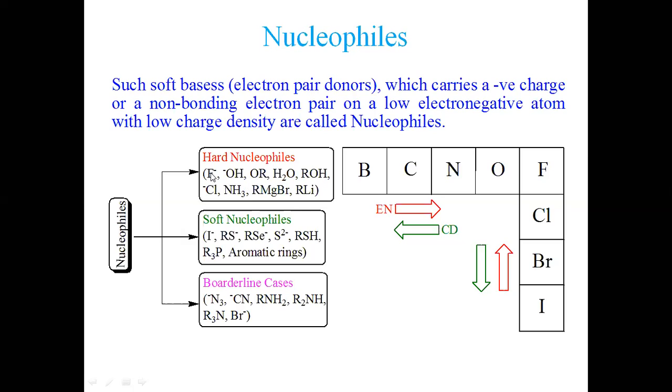So fluoride ion is the hardest, then hydroxyl ion. We should put a negative charge on this alkoxide ion as well. The negative charge is missing, so OR, we shall have a negative charge here. This is alkoxide ion. So alkoxide is a better nucleophile than hydroxyl ion. Hydroxyl is a better nucleophile than fluoride. Fluoride is a simple base, it is not a nucleophile. Water is a better nucleophile than alkoxide ion. And alcohol is better than water. Chloride is better than all of this.